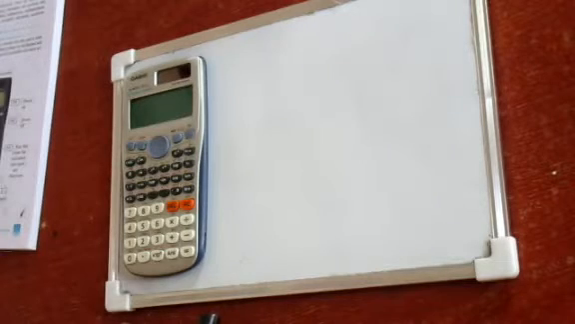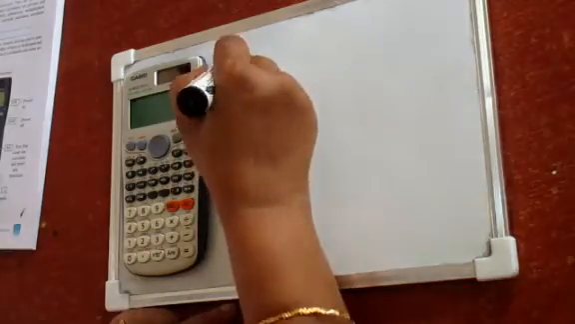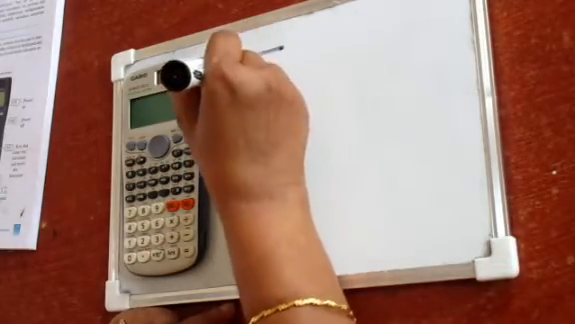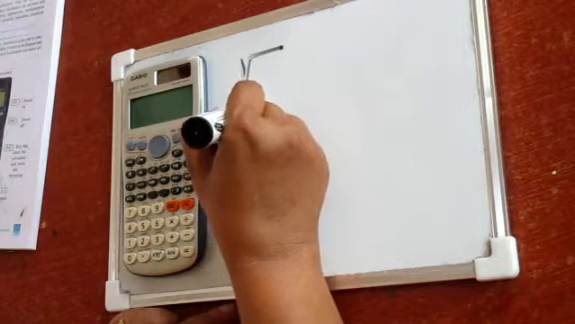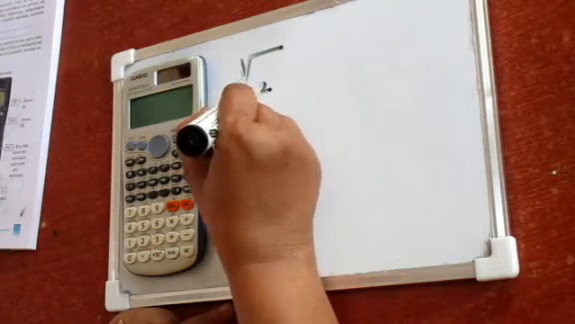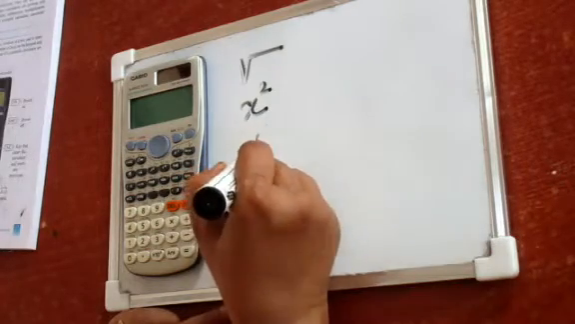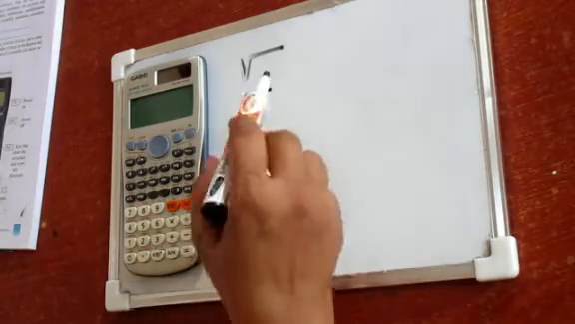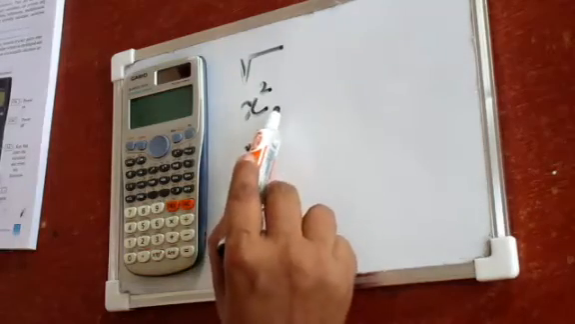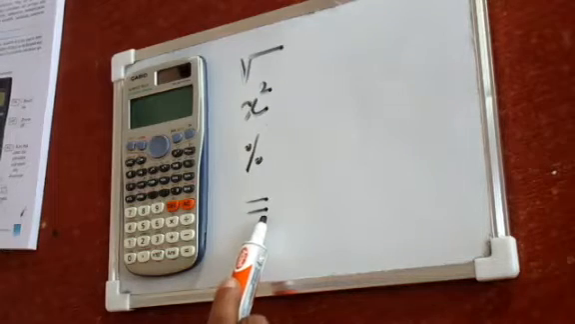I know that you can't see the keys properly in my video, so let me draw the signs here. Finding square root, finding the power of a number, finding the percentage, finding the answer.